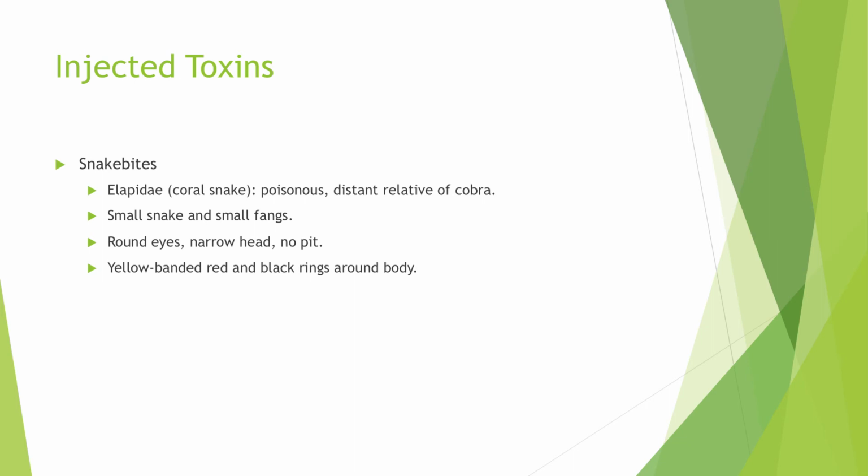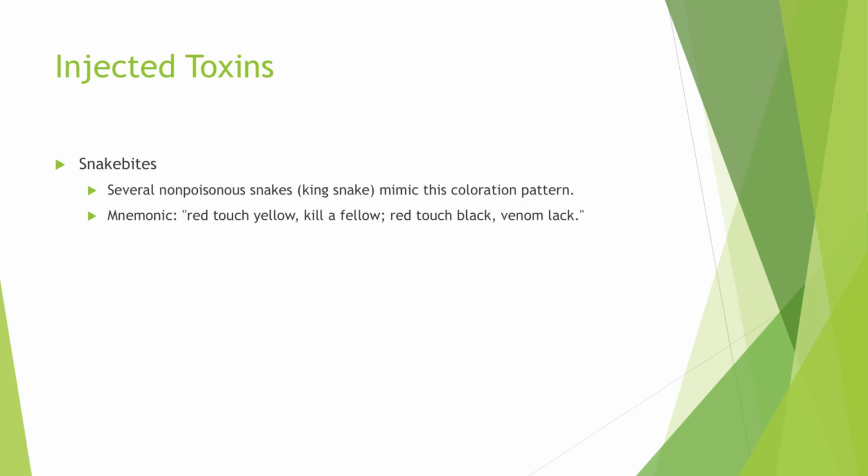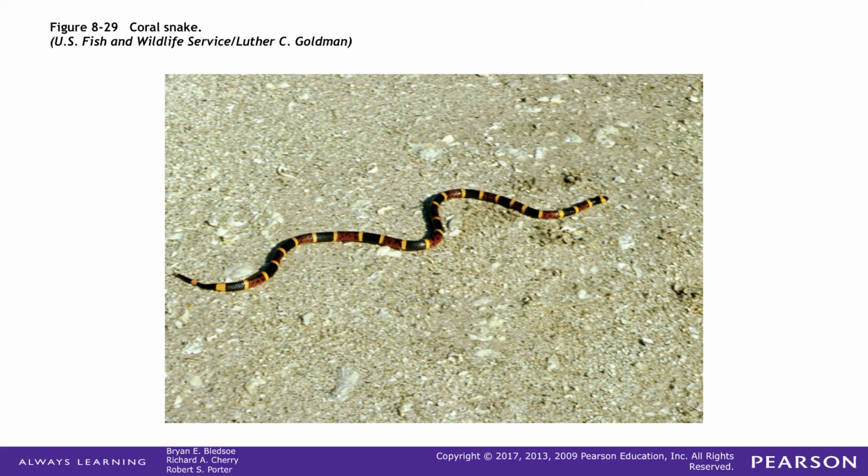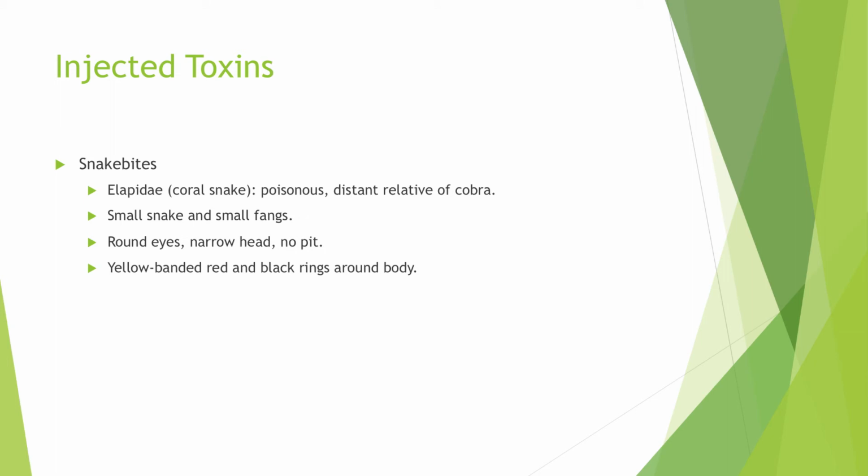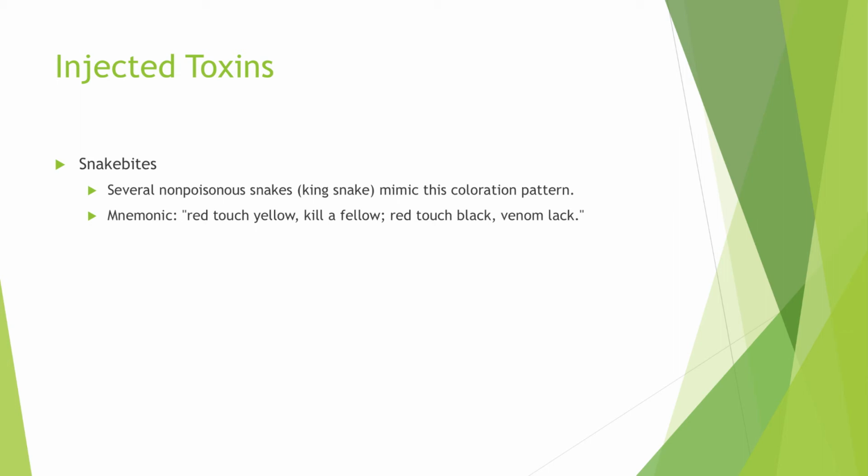All right. Coral snakes have that real bright coloring. There's a coral snake. If you ever see one, that's pretty nasty. They're very poisonous. They're a distant relative of the cobra. Small snakes, small fangs, round eyes, near head. Red and yellow bands and red around the body. That's what you're going to see. So we have to watch where you go on vacation, where those are going to be. Nowhere up here. You're going to see them down in Florida and places in the Gulf and so forth.